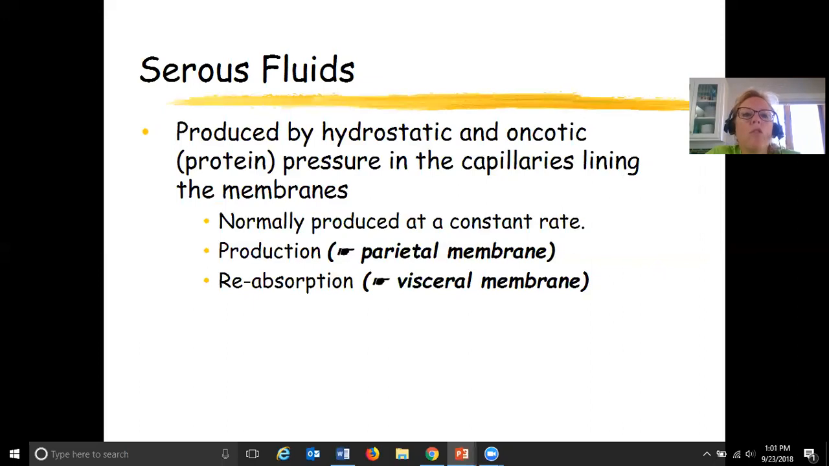Okay, so serous fluid changes with pressure in the capillaries lining the membranes, and we talked about that a little bit back in hematology. Hydrostatic and oncotic pressure, or just the protein pressure itself, is what produces the serous fluid. So it's produced in the parietal membrane and it's reabsorbed in the visceral membrane, and that's done at a constant rate.